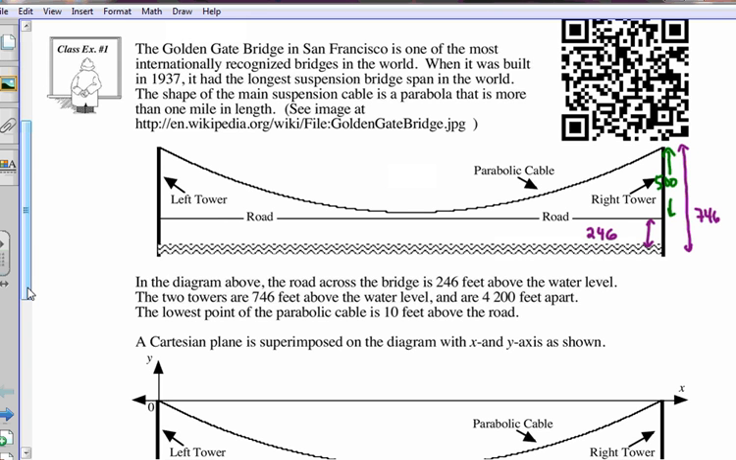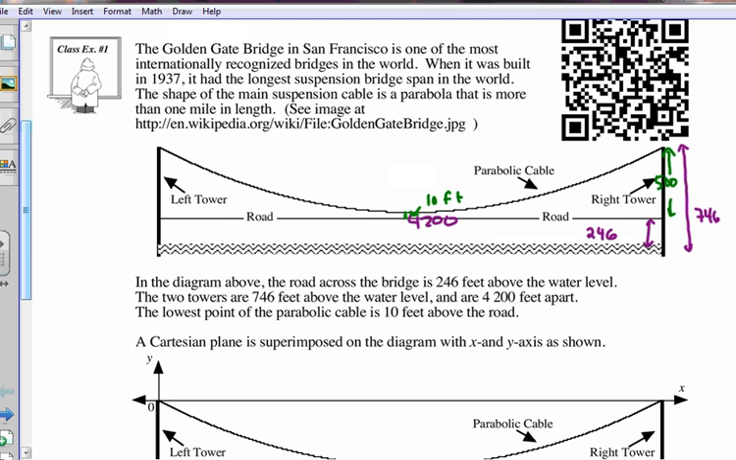And they tell us the two towers are 4,200 feet apart. That whole length across, 4,200 feet apart. The lowest point of the parabolic cable is 10 feet above the ground, or the road. So this part right there is 10 feet, that distance in between. Okay? So we can make an equation.